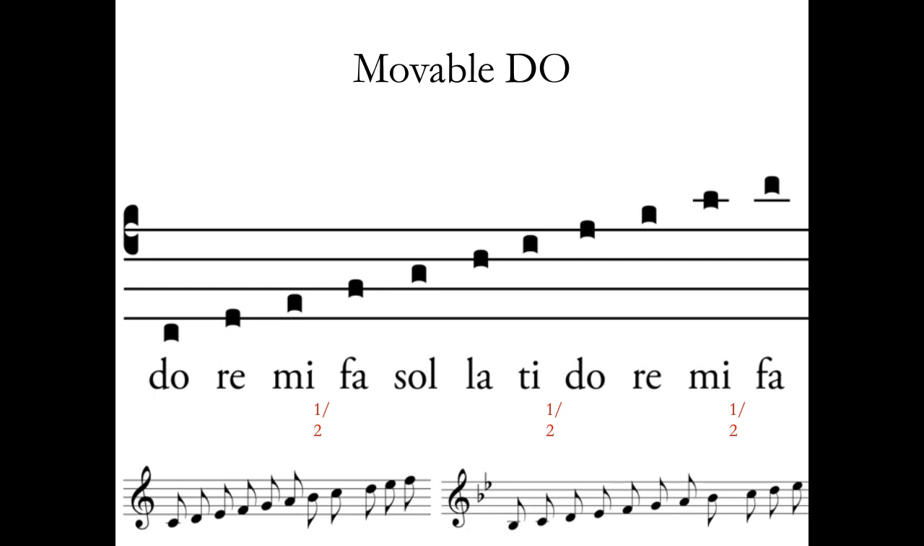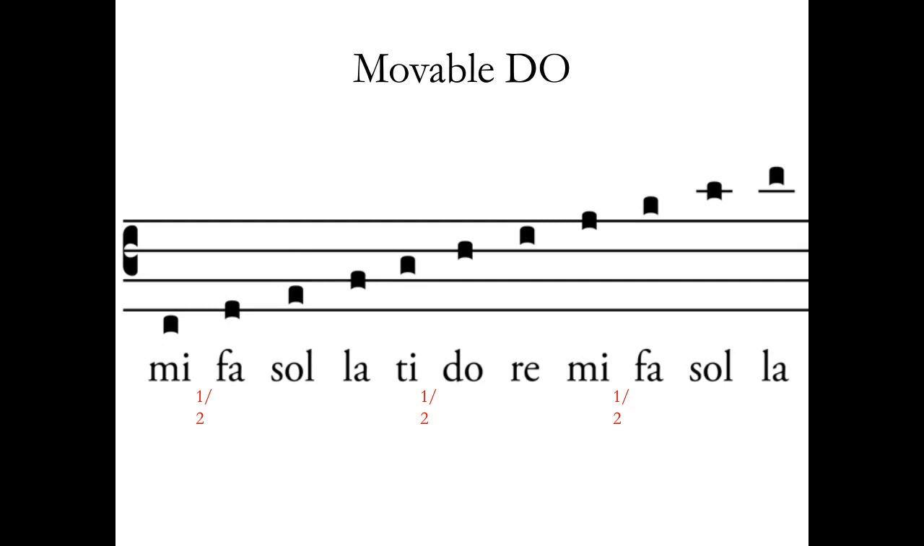Here we have an example of the clef on the second line from the top. You see here, now Do is on the second line from the top, which means my lowest note in the range here is Mi. You might also see notes lower than that using ledger lines, just like in modern notation, and notes above using also ledger lines.